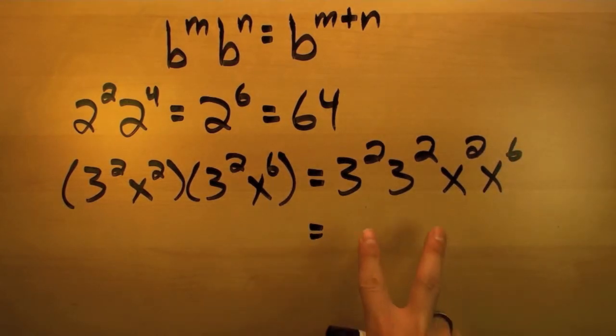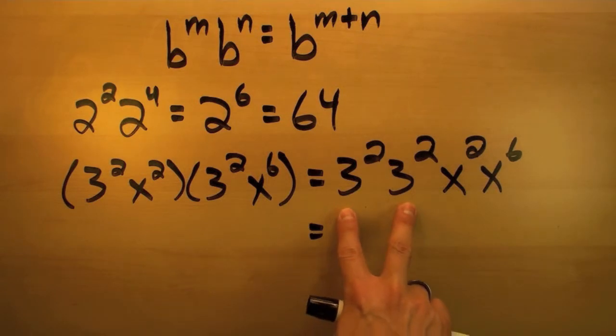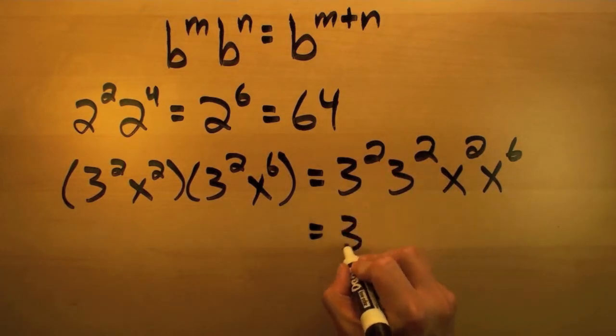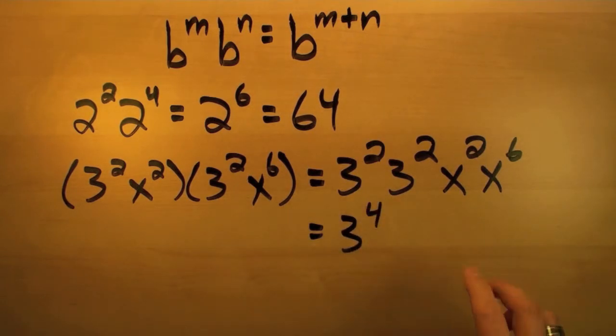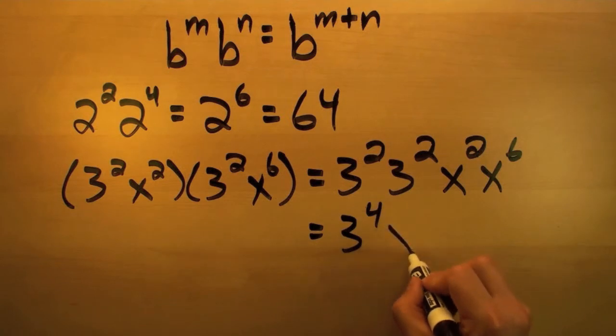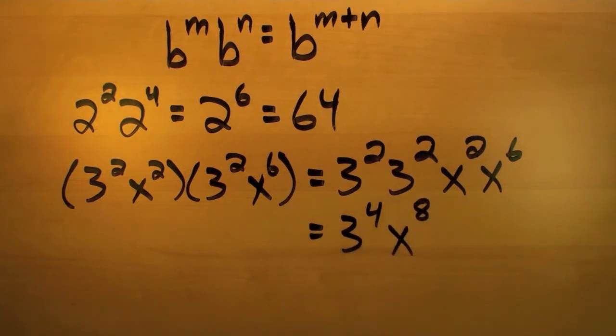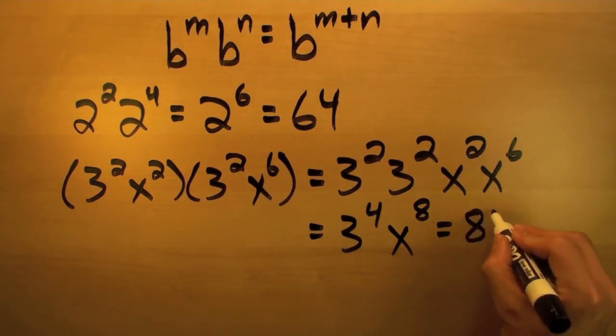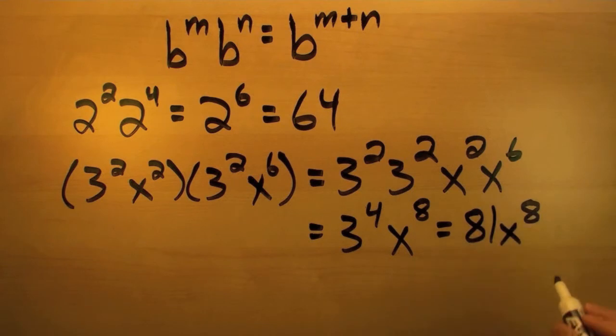And according to our rule, this becomes 3 to the fourth. We add these two 2's together. So 3 to the fourth. For our x's, we now add the exponents together, giving us x to the eighth. And then we generally would finish this off by simplifying 3 to the fourth to 81 x to the eighth.